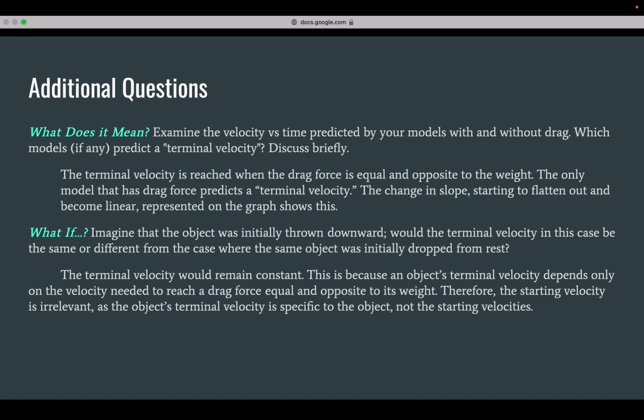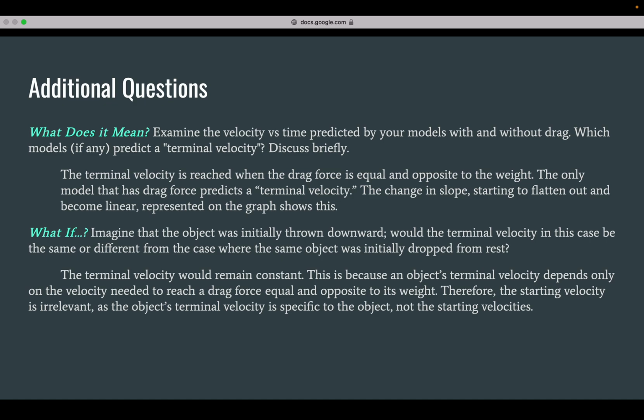Additional questions. First, we were asked to examine the velocities of the computational models and find which predicted a terminal velocity. The terminal velocity is reached when drag force is equal and opposite to the weight. The only model that has drag force predicts a terminal velocity. The change in slope, starting to flatten out and become linear, represented on the graph, shows this.